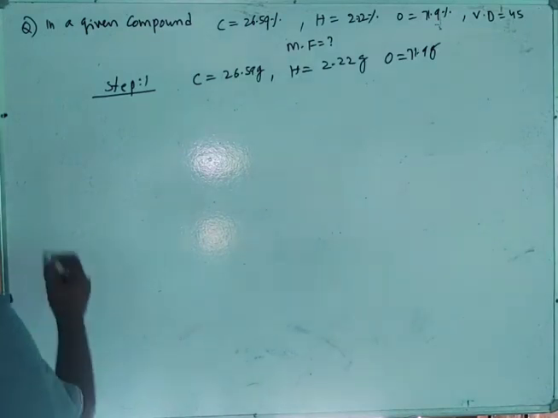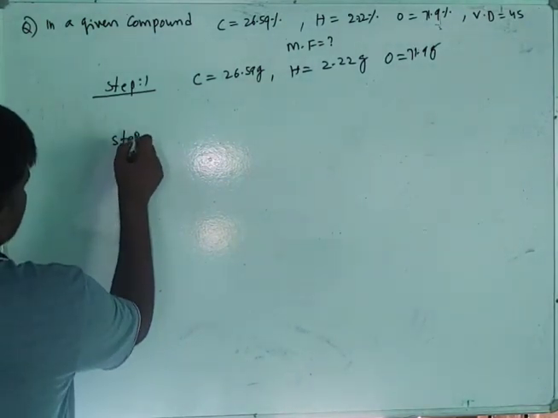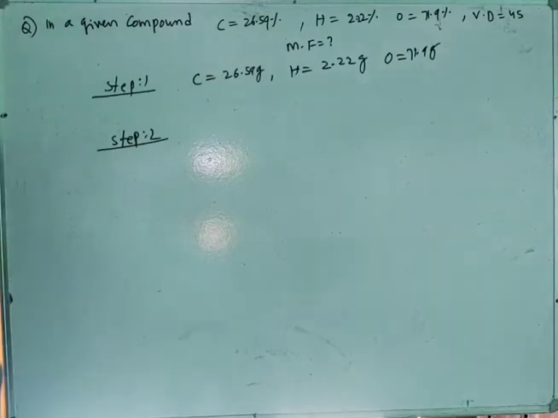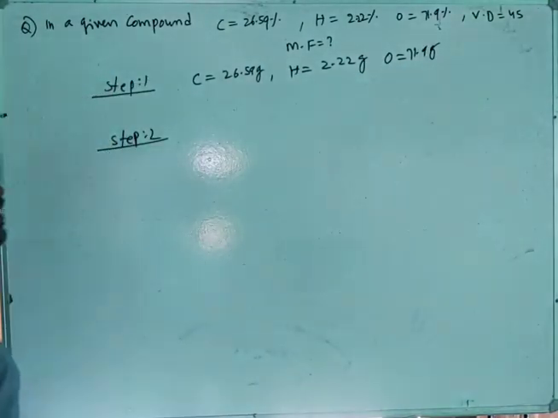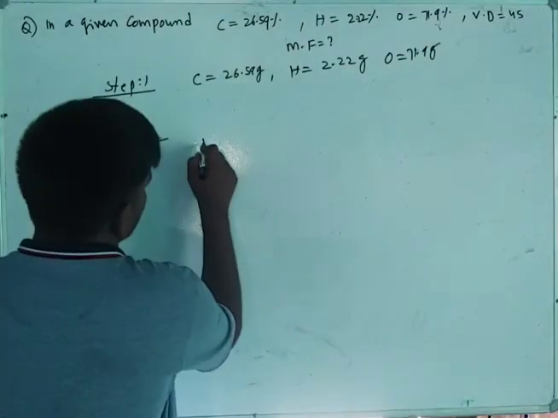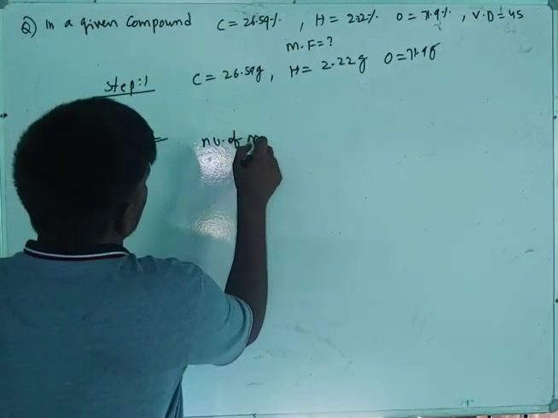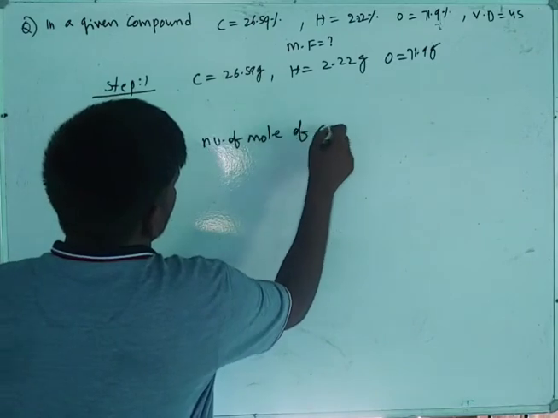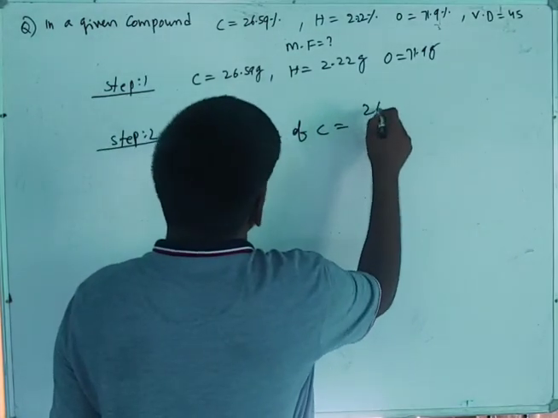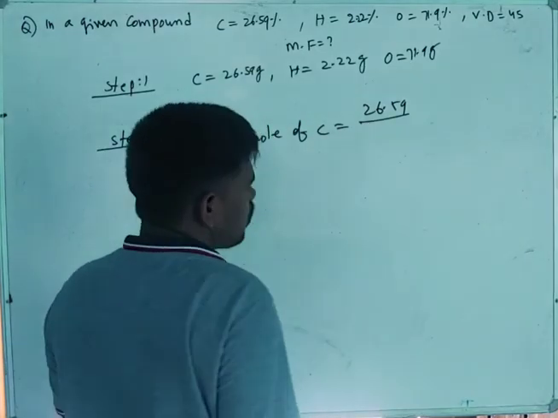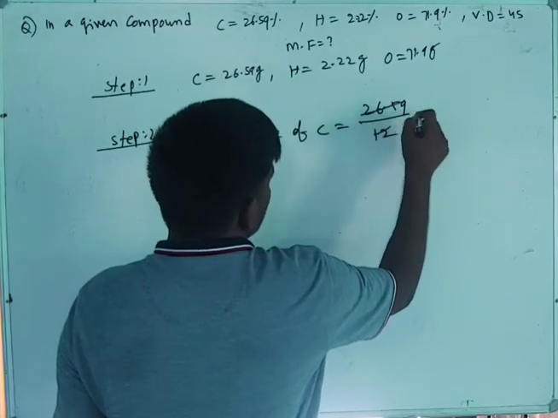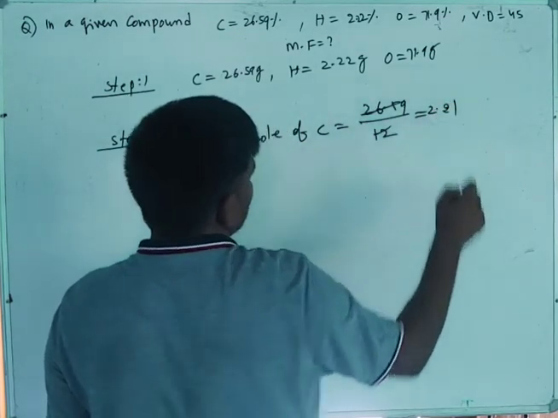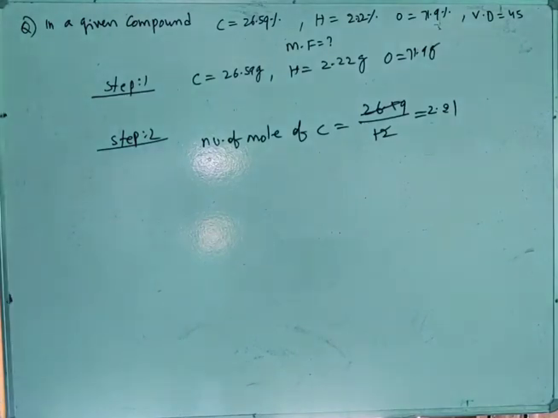And in the second step, what should we do? In step 2 we need to find the number of moles. How can we find the number of moles? By dividing the given weights by their molar weights. So the number of moles of carbon is equal to the given weight, 26.59, by the molar weight of carbon, 12 grams, which is approximately 2.21.